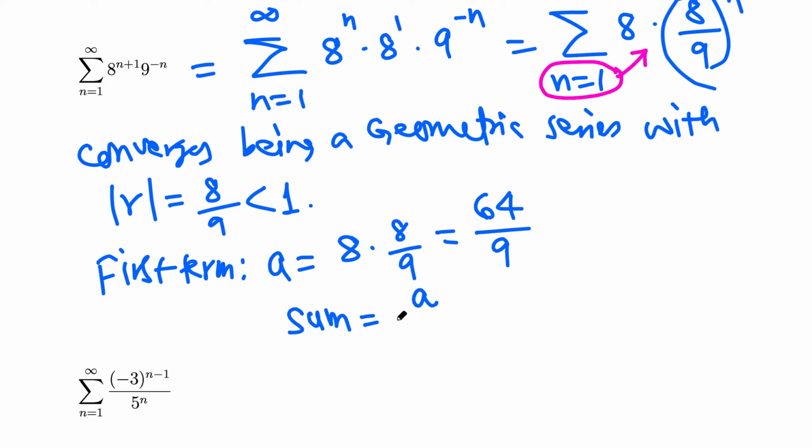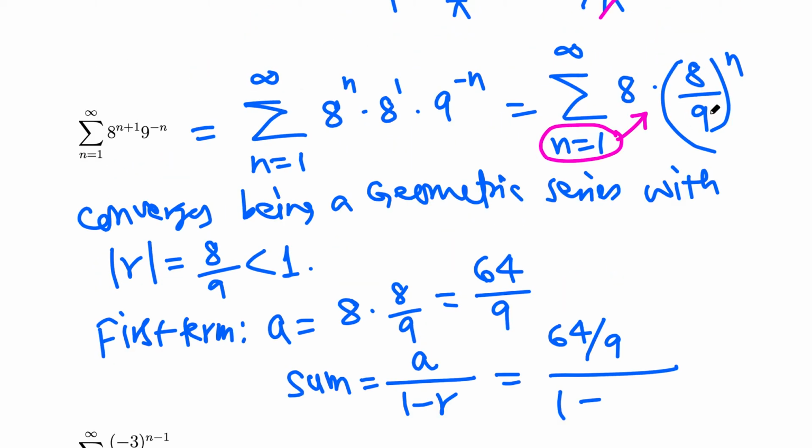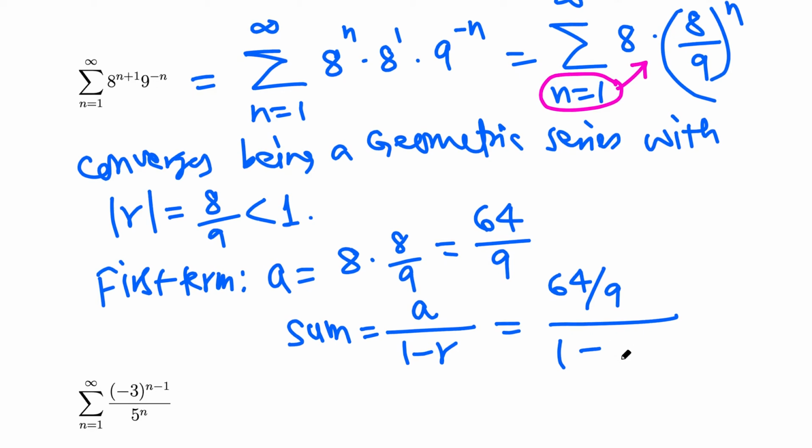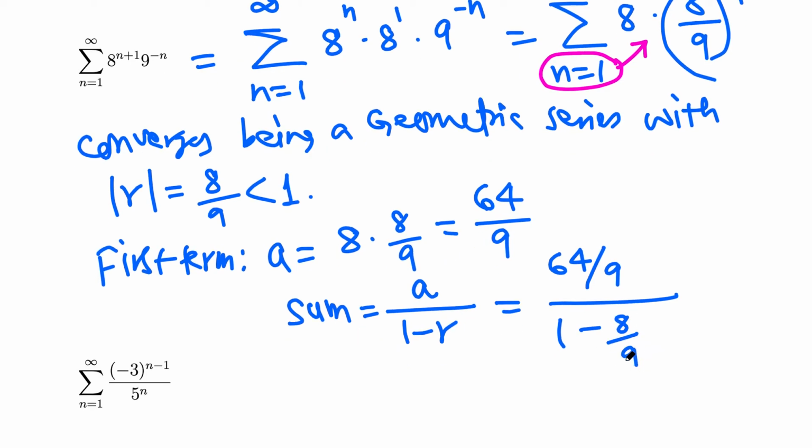Sum is first term over 1 minus r. Our first term is 64 over 9 divided by 1 minus r. R, the common ratio, is 8 over 9. Okay, it can be positive or negative. Now we can combine this. So 64 over 9 divided by 1 is 9 over 9, 9 over 9 minus 8 over 9. So 1 over 9. The 9s cancel on the bottom. So 64 over 1, just 64.